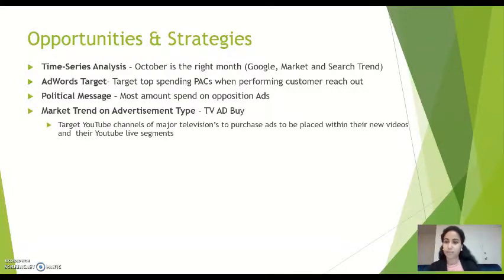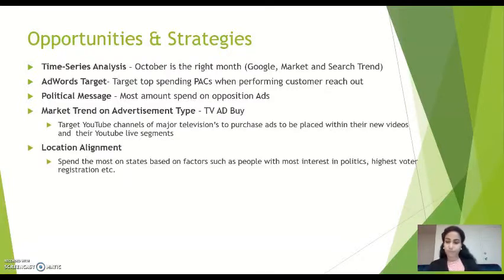So the next opportunity is the market trend on advertisement type. So we saw that the most spending was on TV ad buy type of media. So what we can do is we can target YouTube channels of major television channels to purchase ads and have them place these ads within their new videos and their YouTube live segments during times such as October when political events are happening.